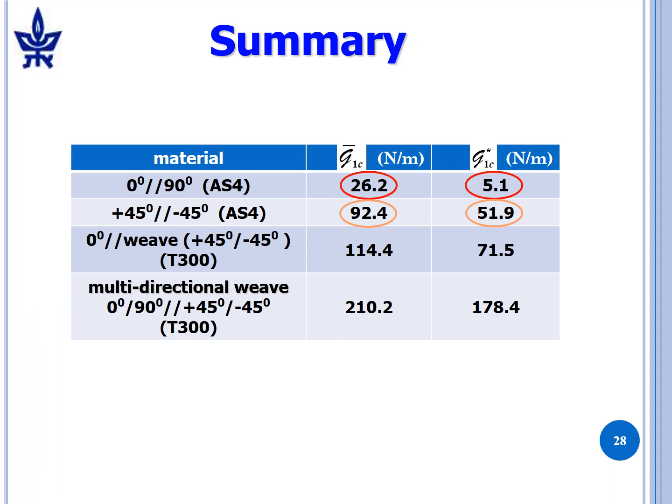Now when we look at the 0 degree weave, which is the wet layup, we see that G1C bar is 114.4 and G1C star is 71.5. And finally, for the multi-directional weave, we have 210.2 for G1C bar and 178.4 for G1C star. Clearly, the multi-directional pre-preg weave has the superior quality. It's more expensive to fabricate, but it has superior failure properties.